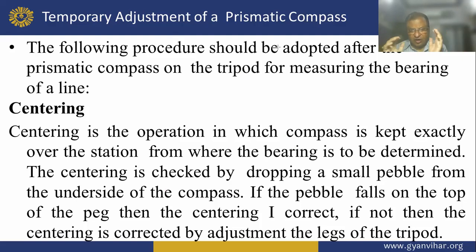So centering is the operation in which the compass is kept exactly over the station from where the bearing is to be determined. The centering is checked by dropping a small pebble from the underside of the compass. If the pebble falls on the top of the peg, the centering is correct. And if not, the centering is corrected by the adjustment of the legs of the tripod.